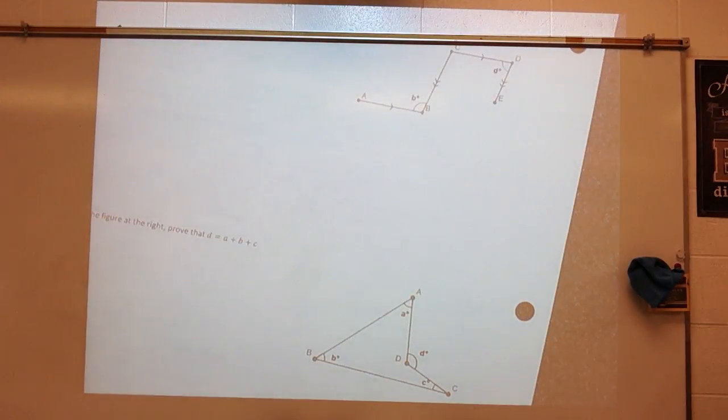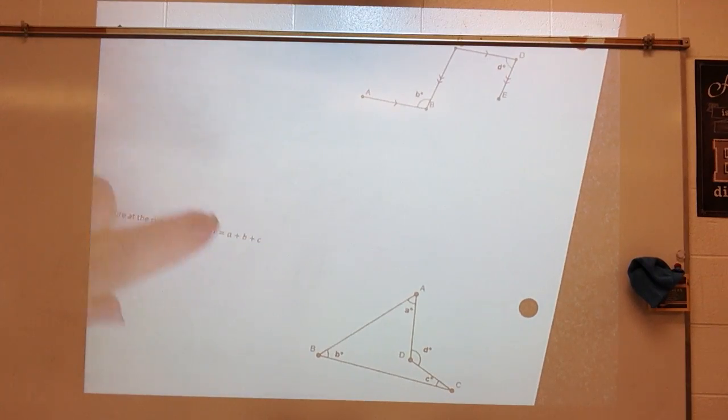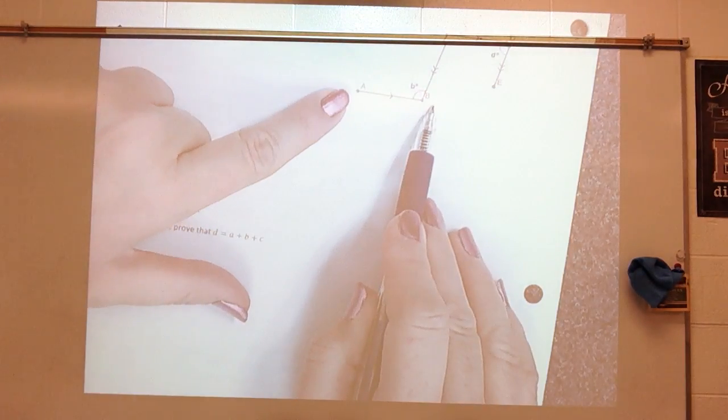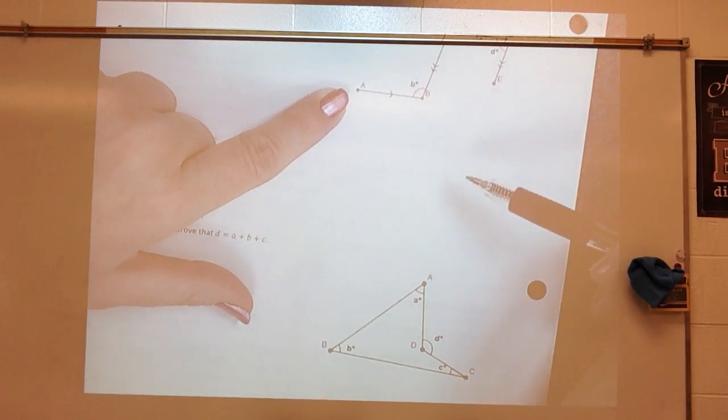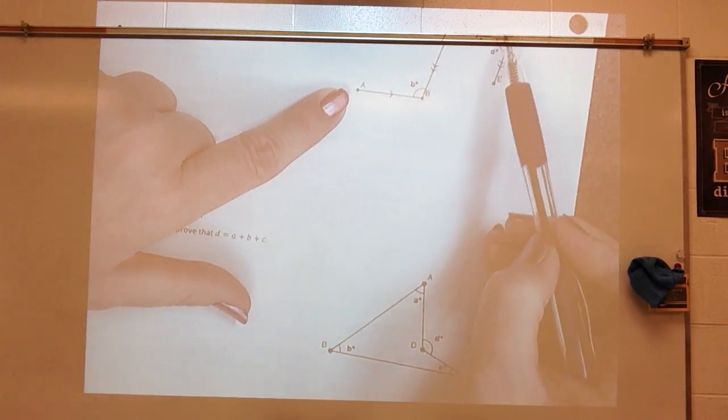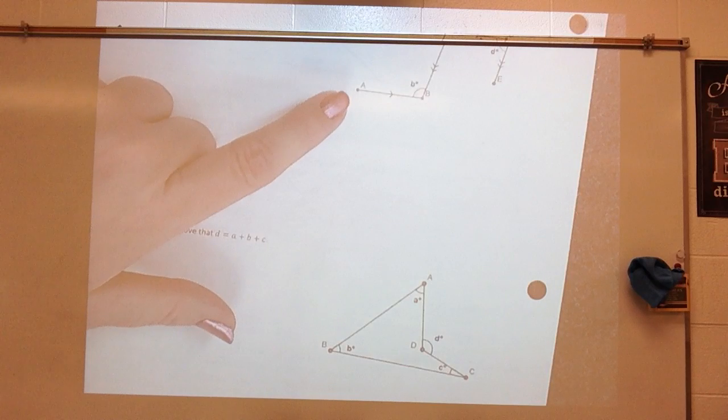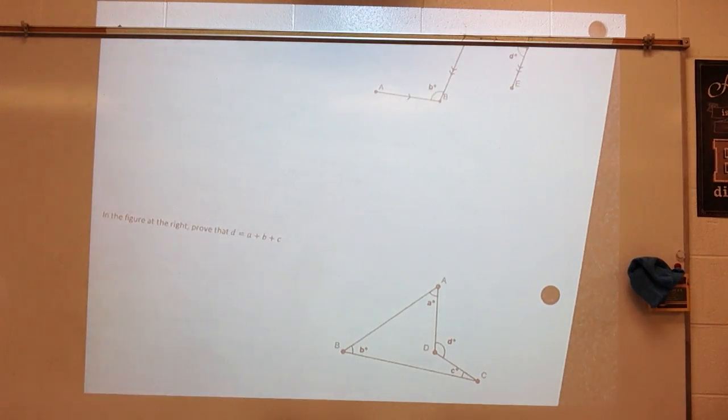All right, look at number 2. In the figure at the right, segment AB is parallel to segment CD. Segment BC is parallel to segment DE. I want to prove that B plus D is equal to 180 degrees. Is it important to do an auxiliary line? Maybe.